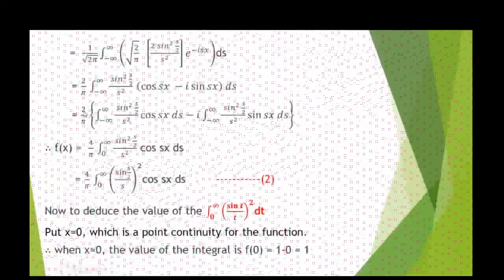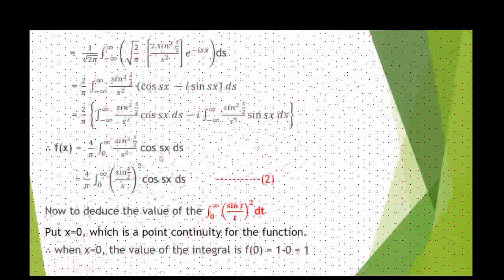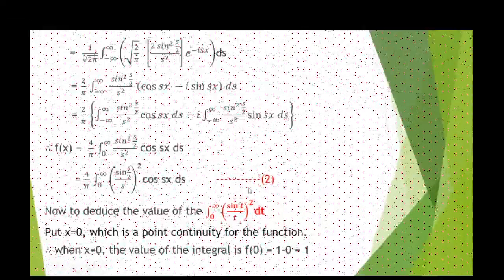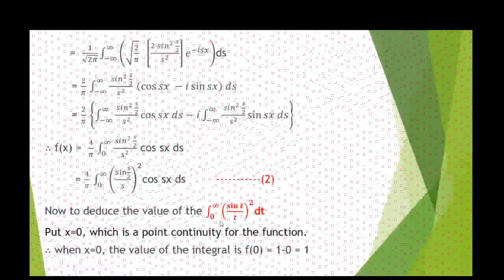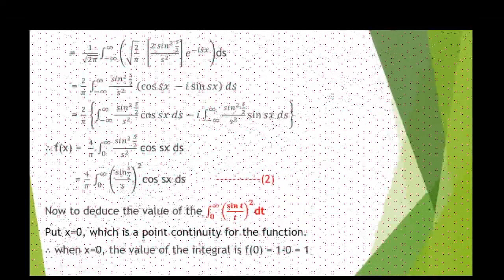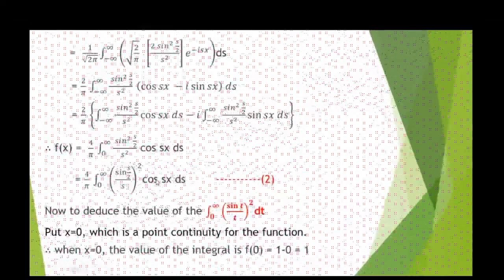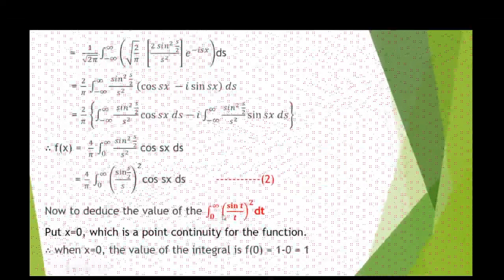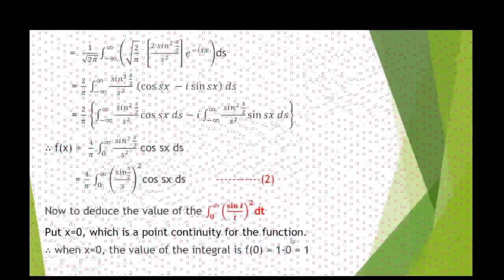So 2 into 2, 4 by pi integral 0 to infinity sine square s by 2 divided by s square cos sx dx. This is the second equation. To deduce the value of the integral, we have to replace x by 0. Why? Because cos 0 is 1, so 1 into this thing, we will get the value of the function. And x equal to 0 is a point of continuity for the function.